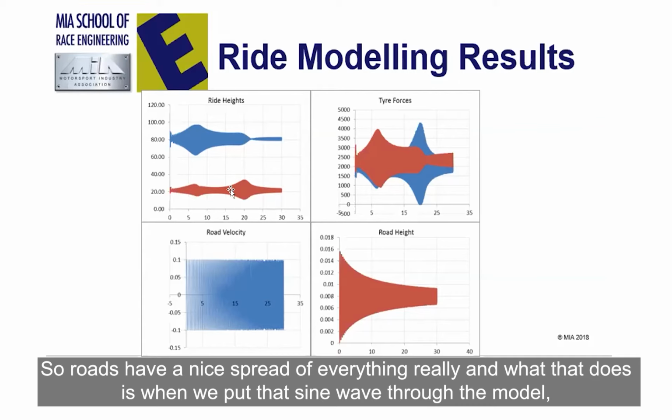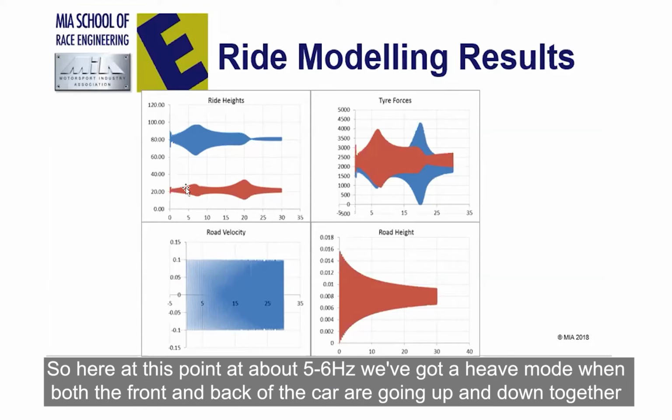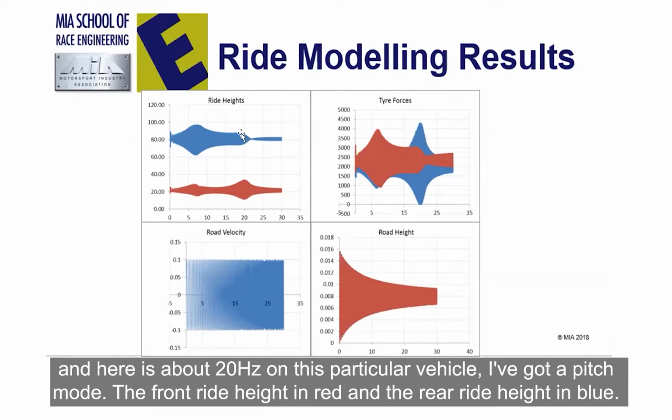And what that does is, when we put that sine wave through the model, we will see ride height and tire force characteristics like this, and you'll get these natural frequencies. So here at about 5-6 hertz, we've got a heave mode, when both the front and back of the car are going up and down together. And here at about 20 hertz on this particular vehicle, I've got a pitch mode. And you've got the front ride height in red and the rear ride height in blue.